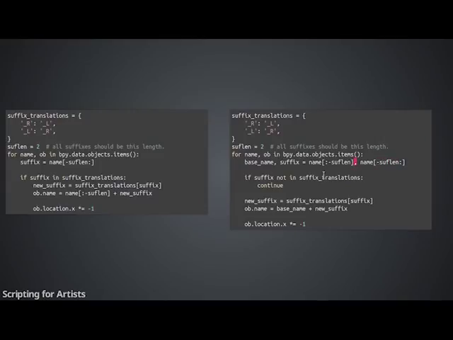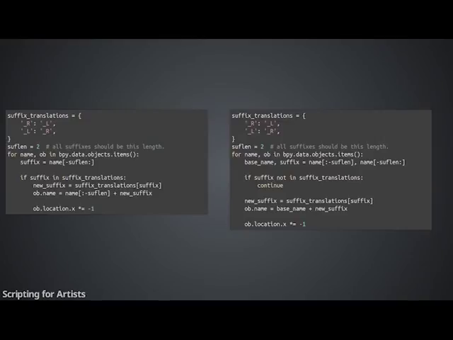And with these commas you can assign to multiple things at once. So you can do a, b = something, something, and then you assign to a and b at the same time. The other change that you can see is that we've swapped the condition around. So instead of if suffix in suffix translations, we use if suffix not in suffix translations. And then we continue, and this removes an indentation level from a majority of the code. I like it that way.